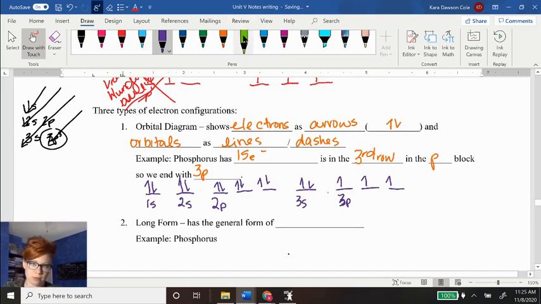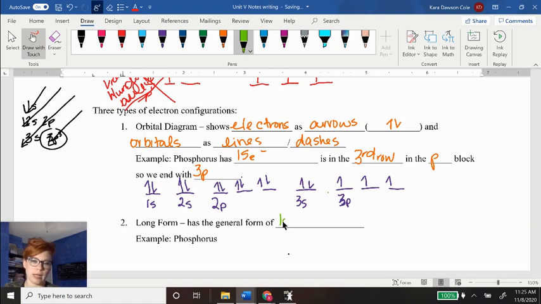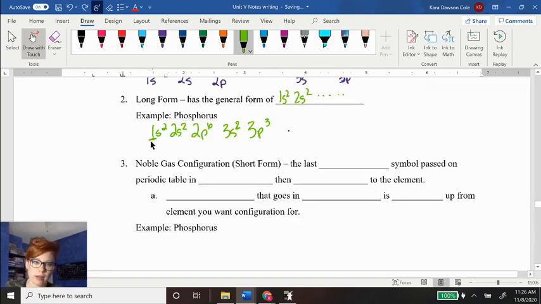The long form configuration has the general form of 1s, 2s, 2p, and so forth. So for phosphorus, we go through 1s, then 2s, then 2p, 3s, and then 3p. So 1s2, because there are 2 electrons in the s orbital, 2s2, 2p6, 3s2, 3p3. Now, the number in front represents the principal quantum number n.